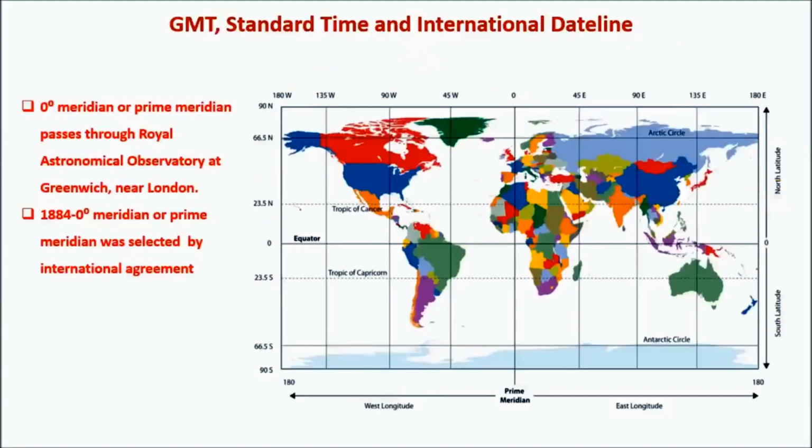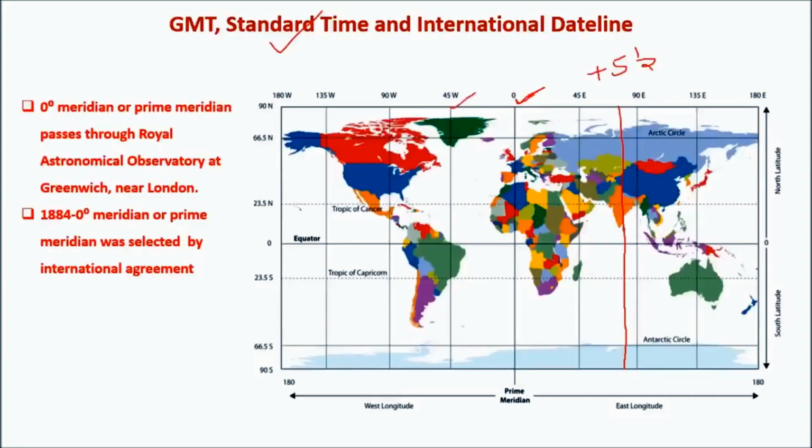Now let us look at standard time. Each country has its own standard time zone. For example, India has its standard time zone at 82.5 degrees east longitude, that is it is 5.5 hours ahead of GMT, that is plus 5 hours 30 minutes ahead of GMT. And England has its standard time zone along this prime meridian. Likewise, other countries like Brazil would have their time zone along 45 degrees west.